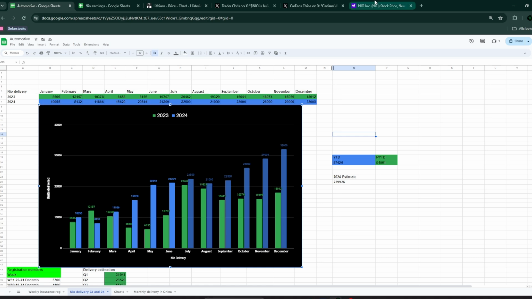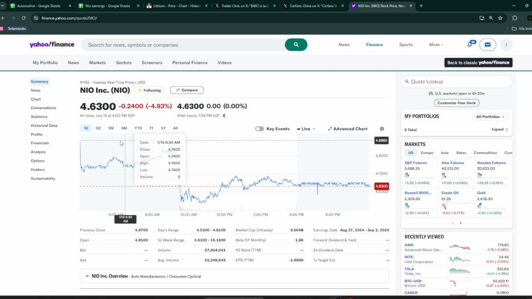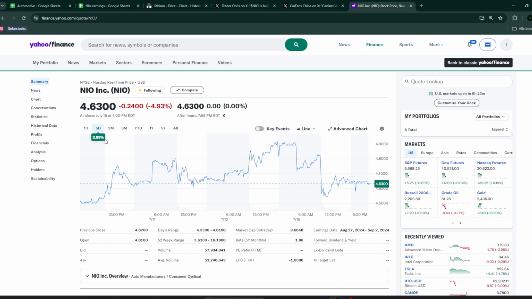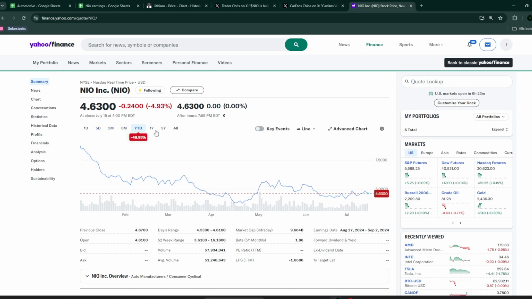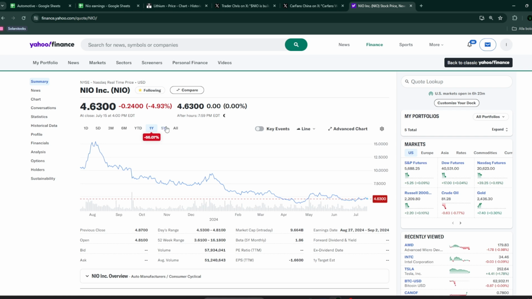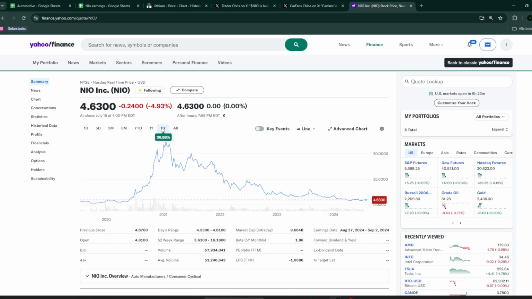And then let's have a quick look at the stock price. You can see that yesterday was not that great, 5% down. Although it recovered a bit compared to the lows of the day, we are still stuck around 4.5 US dollars. So it's not that great for investors. It's been a rough ride again for the longest of times.